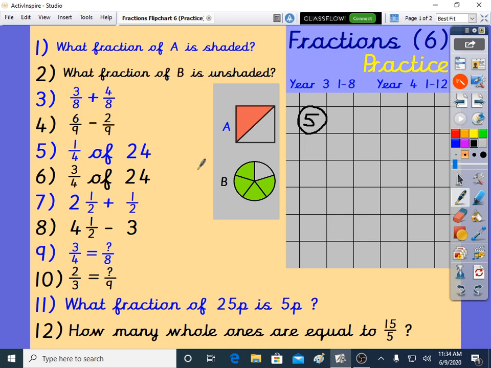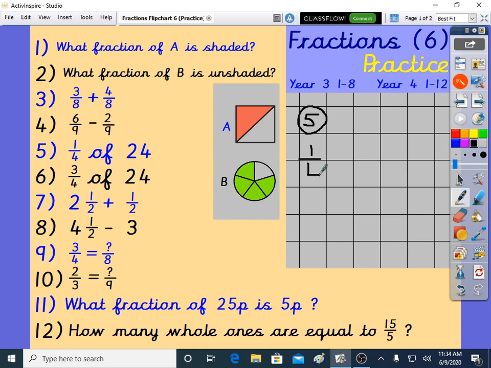A quarter of 24. Well, how you find a quarter of 24 is you get 24 and you divide it by 4. It's like splitting a circle into 4 quarters. How do you find a quarter of a circle? You split it into 4 bits. How do you find a quarter of 24? You split 24 into 4. 24 divided by 4. We can use our songs to do 24 divided by 4.